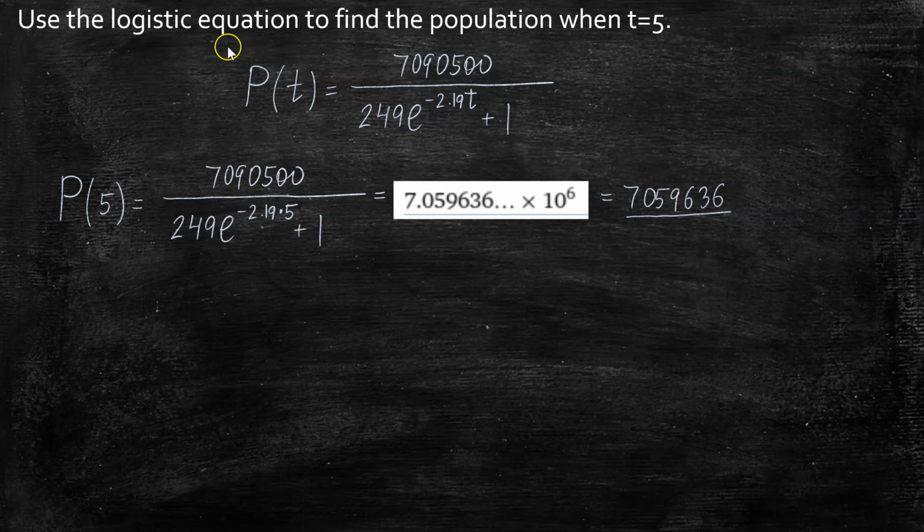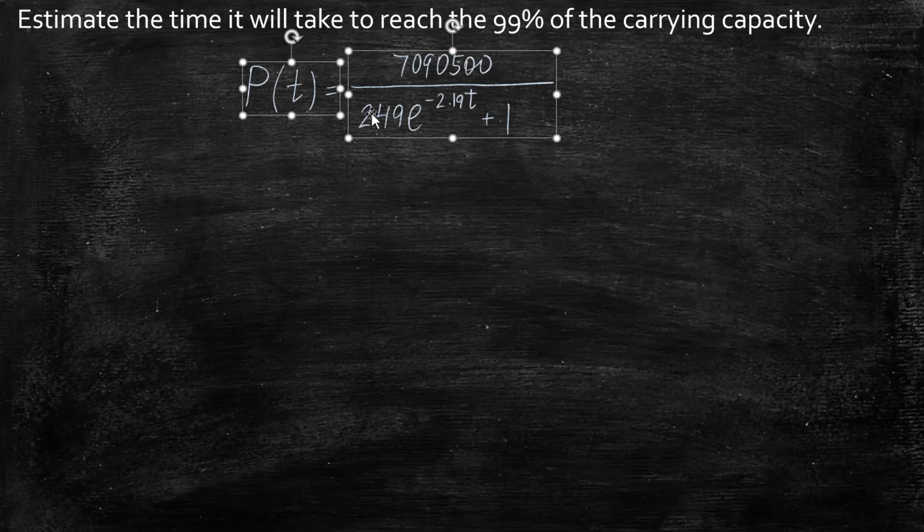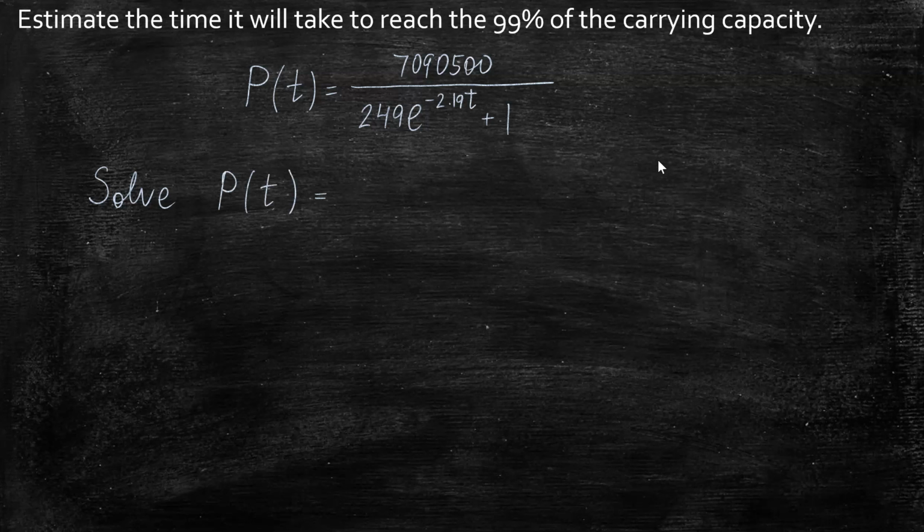Another type of question that we can answer with the equation is going backwards. So given this formula, can we find how long it will take to reach 99% of the carrying capacity? And again, why are we asking about 99% of the carrying capacity? Because it is possible that you may never be able to reach the carrying capacity due to the nature of this process. So when we are asked this question, what exactly are we asked to solve? We need to solve this equation. So my population has to be equal to 99% of the carrying capacity, which is k.